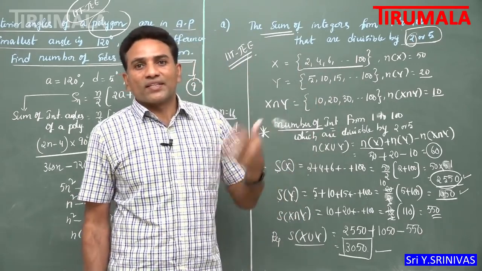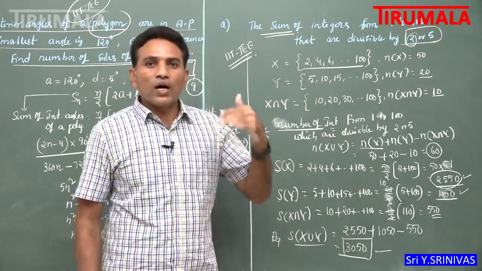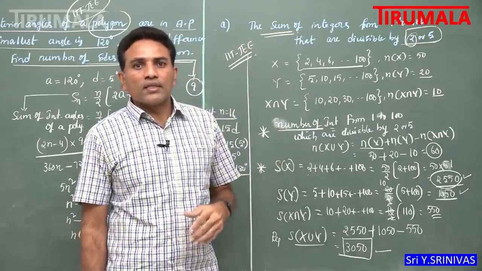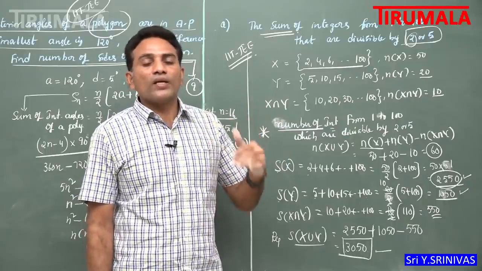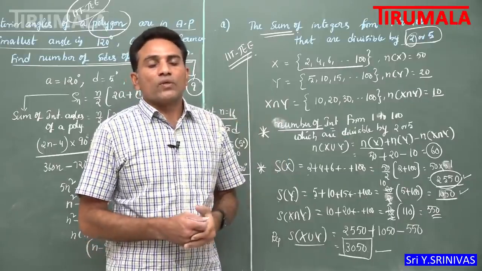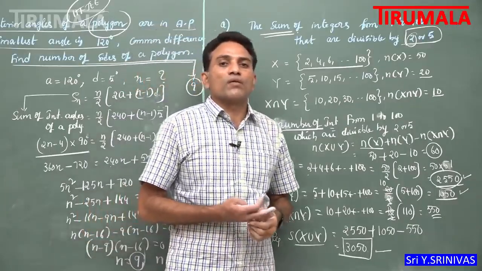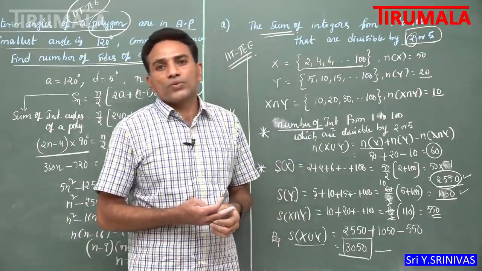For example, sometimes the question is the sum of the integers from 1 to 100 that are divisible by 2 or 5 or 7. In that case, we find S of X union Y union Z. What is the generalized formula for n of A union B union C, students?